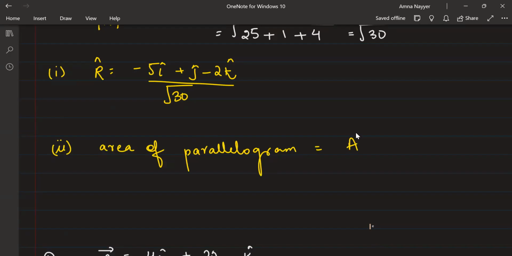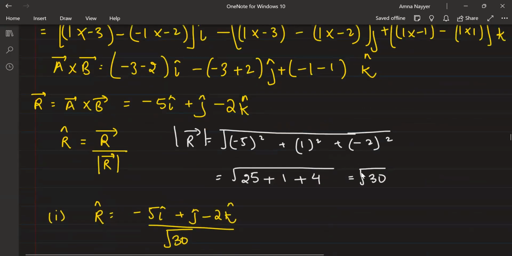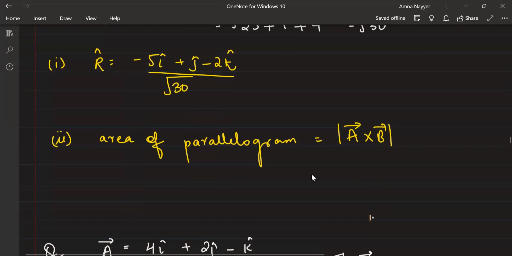It is A cross B's magnitude. I think we have already calculated that. A cross B was this. Its magnitude was root 30. So this is root 30 unit square.